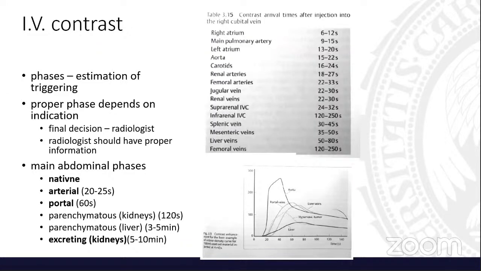The phases are like that, and the thing you need to think about is that every phase of the examination means that the patient goes through the gantry once, so it's one dosage of radiation. So if we do just one phase, just a portal phase, it's fine. It's just one dosage of CT, let's say 2 millisieverts, or 3 millisieverts. If we do two phases, it's six. It's two times more.